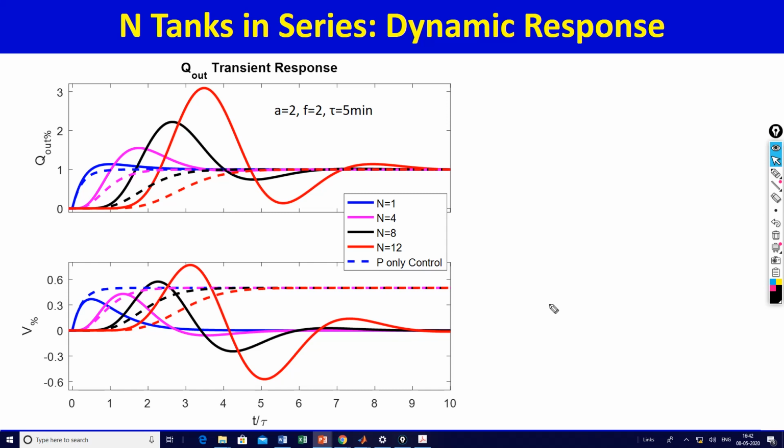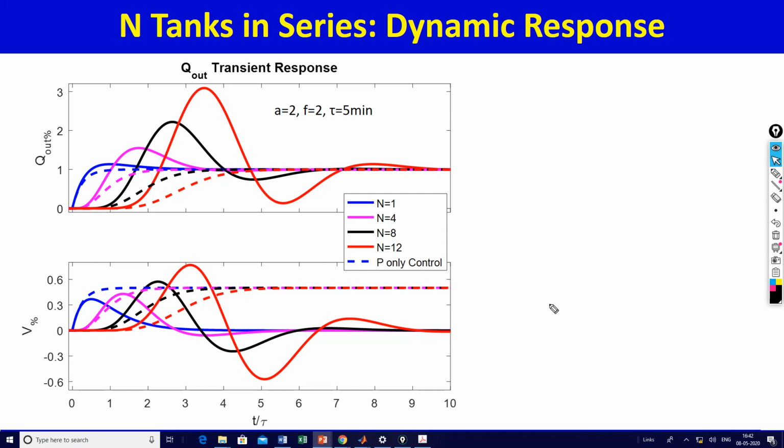So the blue tank is corresponding to n equal to 1, magenta is n equal to 4, that's further delayed. The black is n equal to 8, that is further delayed, and the red is n equal to 12, that is further delayed. So the dashed curves are for P control, smooth exponential rise to the final steady state. That's true for Q out, that's also true for V, the holdup.